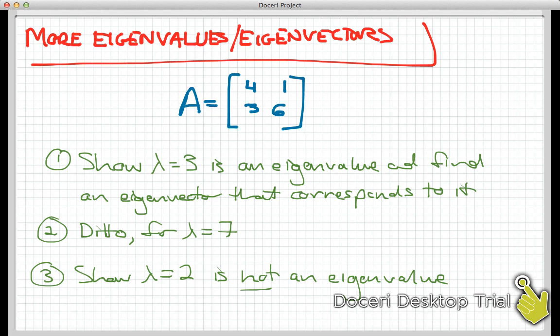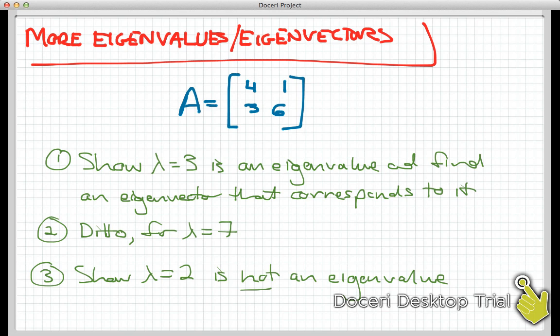Welcome back to another video about eigenvalues and eigenvectors, and we're going to go a little deeper into the idea here using this new example matrix here, 4, 1, 3, 6. We want to do three things here. First of all, show that lambda equals 3 is an eigenvalue for this matrix, and then find an eigenvector that corresponds to it. Then we'll do the exact same thing for lambda equals 7, and then we're also going to show that lambda equals 2 is not an eigenvalue for this matrix.